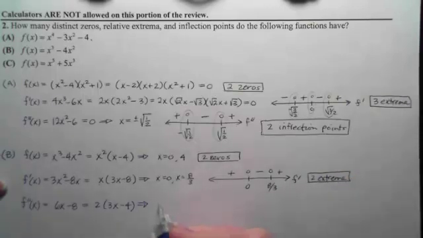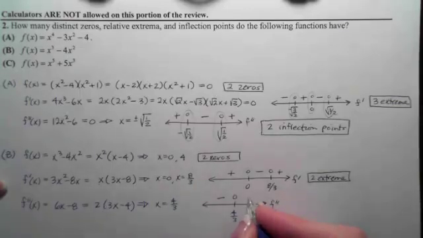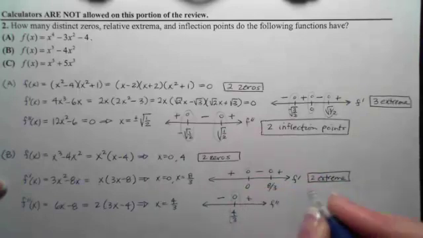And last, we have our second derivative. There's only 1 zero at 4/3, and we double check to ensure that f double prime changes sign there. Prior to 4/3, say at 0, we're going to get a negative. After, say at 10, we get a positive. So we had 1 inflection point.